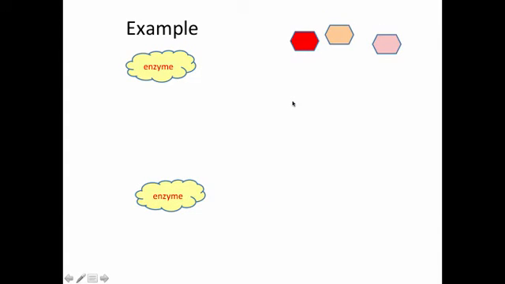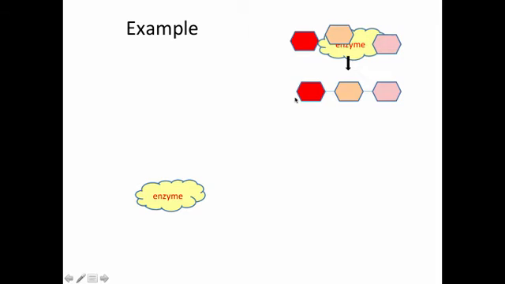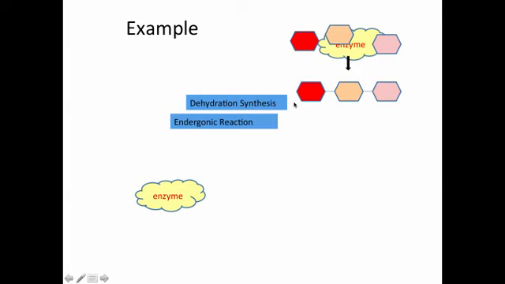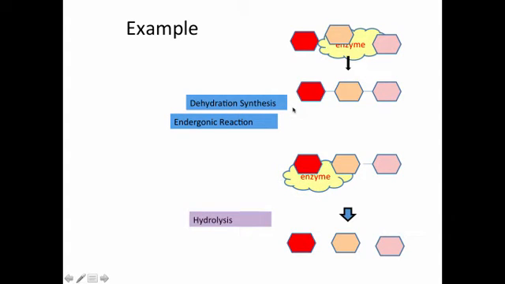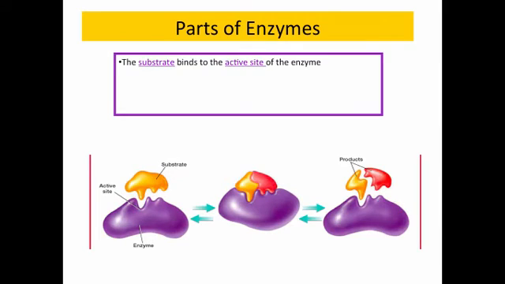Another one we could look at is I have a bunch of monosaccharides. Along comes my enzyme. I'm going to produce a polysaccharide, which again we know is dehydration synthesis. It's an endergonic reaction. I want to take those long polysaccharides then and rearrange them. I add in my enzyme. I separate them all out, which we know is hydrolysis, and an exergonic reaction. Now I could create this type of animation for lipids and nucleic acids, but I think you get the idea. So let's look at the parts of enzymes then.